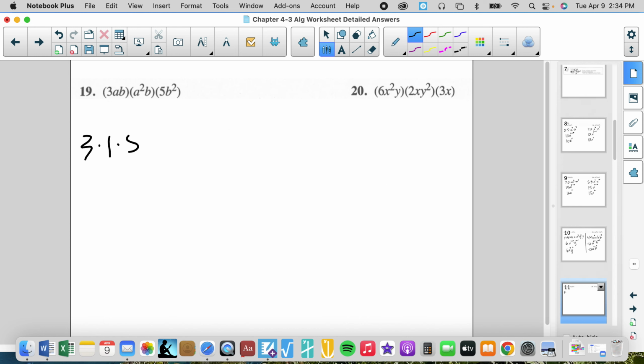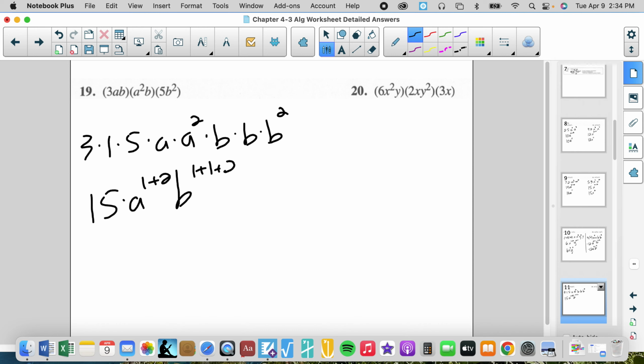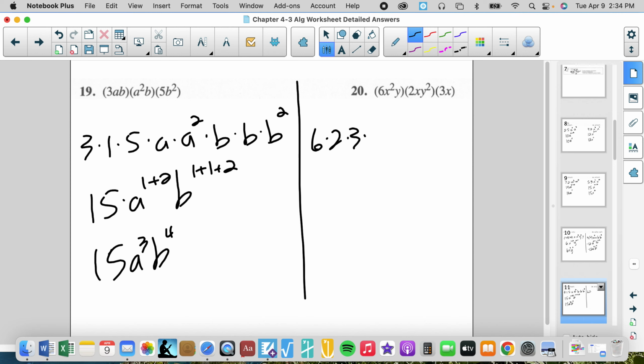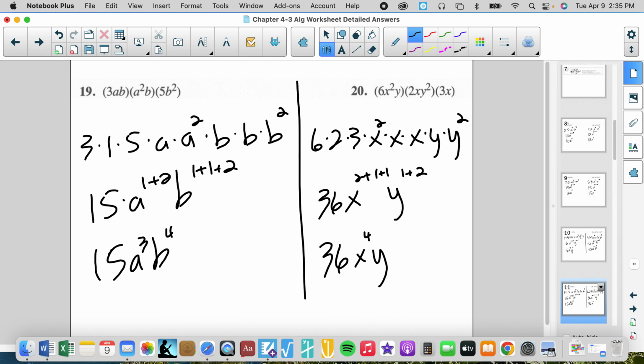3 times 1 times 5 times a squared times b times b squared. That's going to be 15 times a to the 1 plus 2, b to the 1 plus 1 plus 2, 15a cubed, b to the fourth. We have 6 times 2 times 3 times x squared times x times y squared. That's going to be 36 x to the 2 plus 1 plus 1, y to the 1 plus 2, 36 x to the fourth, y to the third.